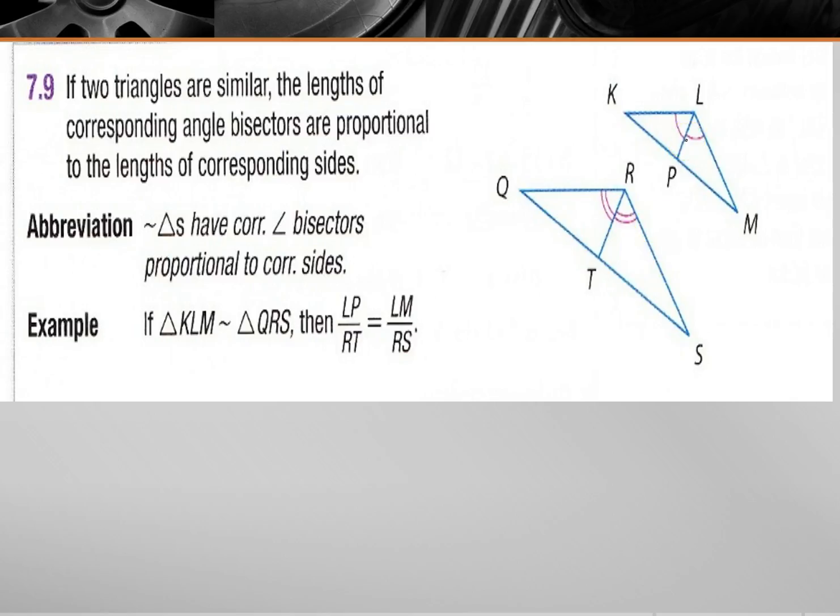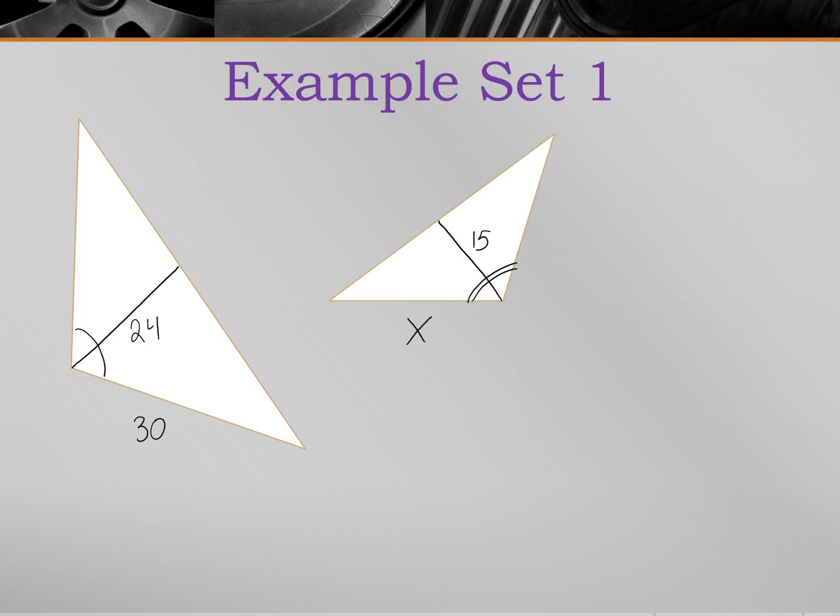So, for example, LP, this piece right here, proportional to RT, the two angle bisectors, equals LM over RS. I also could have said KL over RQ or KM over QS. All of that would be perfectly valid possibilities. I can't use the individual KP and QT, but I can use the entire length of sides.